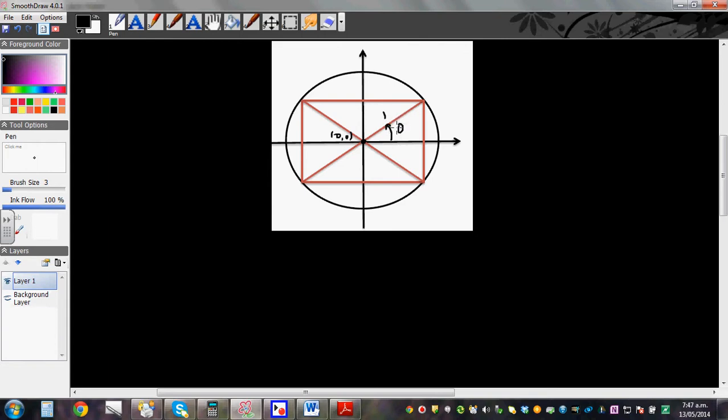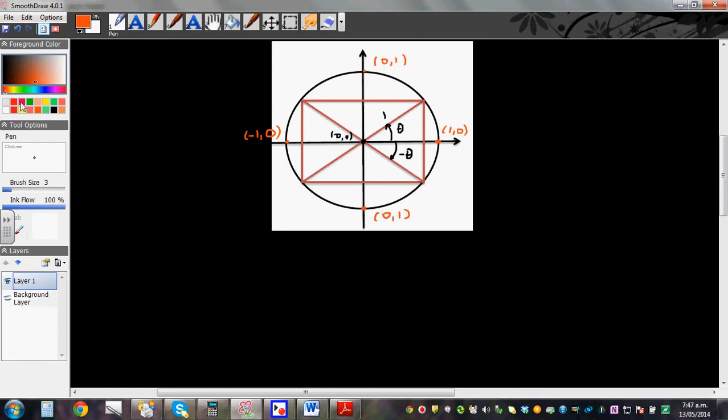If this angle is theta, if you go clockwise, this is going to be minus theta. In other words, if you're going up, it is positive. If you're going down, it is negative from the positive arm of the x-axis. The coordinate of this point is 1, 0. This is 0, 1. This coordinate is negative 1, 0. This coordinate is 0, negative 1.